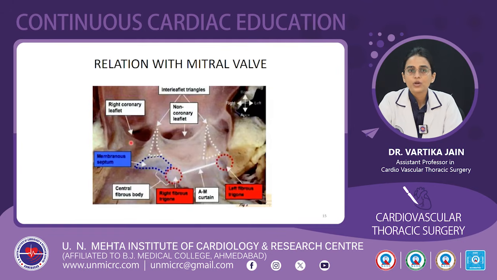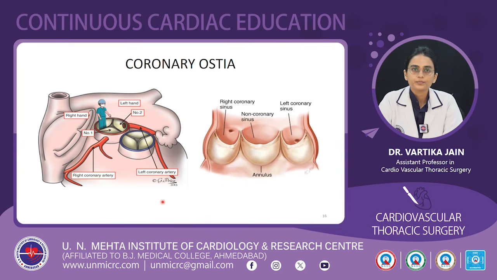And as we saw, this interleaflet triangle between the right coronary leaflet and the non-coronary leaflet has the membranous septum beneath it. Now this right fibrous trigone and the membranous septum are collectively known as the central fibrous body, which again is a part of the fibrous skeleton of the heart.